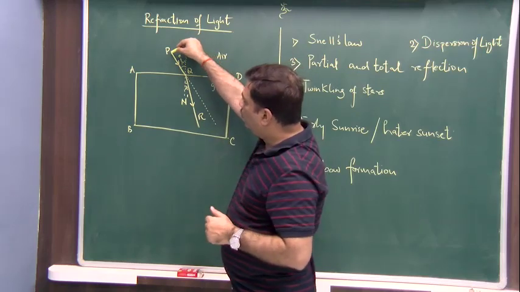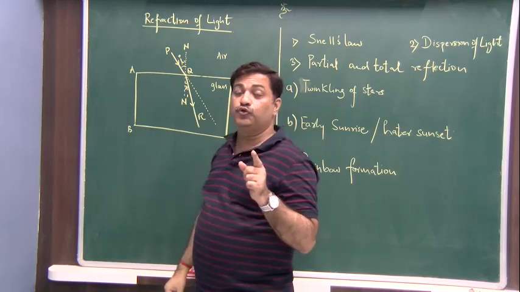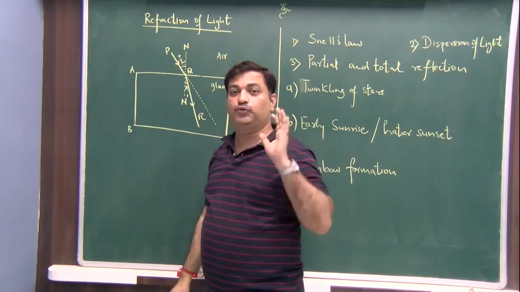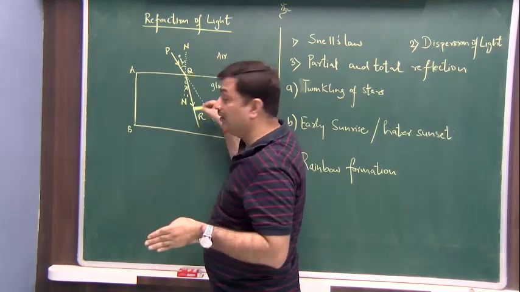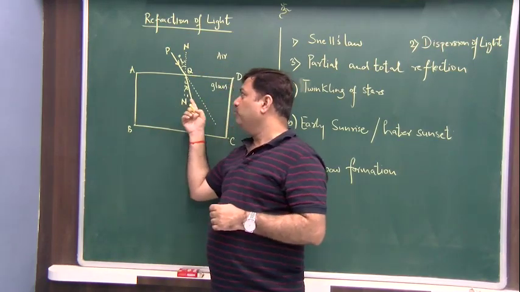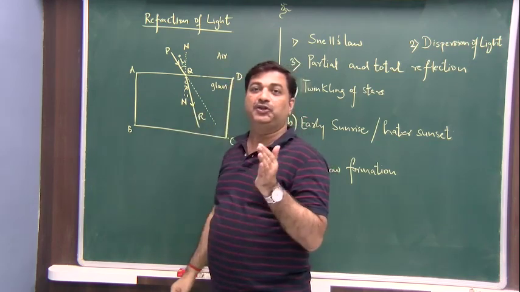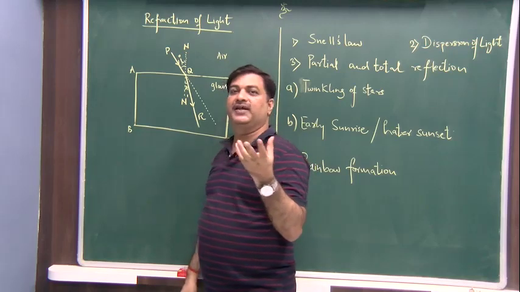Now, how would normally the light have traveled? The light would have traveled like this if there was no difference in the densities, if it was one medium. But because these are two different mediums, it will bend. Now when it is bending, is it bending towards the normal or away from the normal? It is bending towards the normal. So this brings one more realization to us.